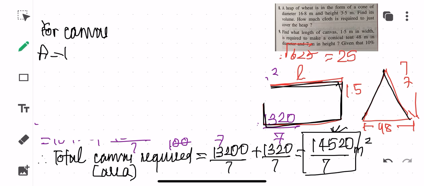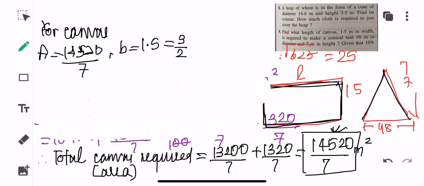This is equal to 14520 divided by 7. And how much is the width, children? Breadth is equal to 1.5, as they have given. If you want, you can take it as 3/2, because the earlier one is already in fractions. If both of them are in fractions, it will be easier for you. Now how are you going to calculate the answer, children? It is very easy, you just have to go for division.